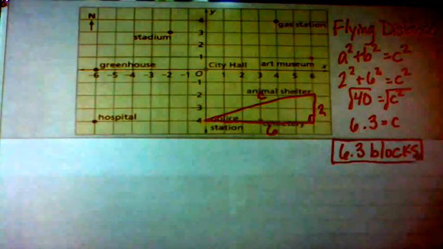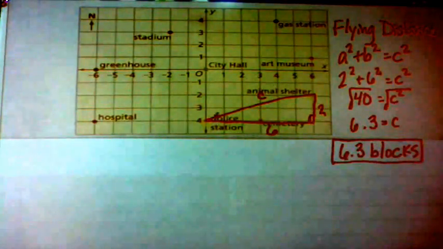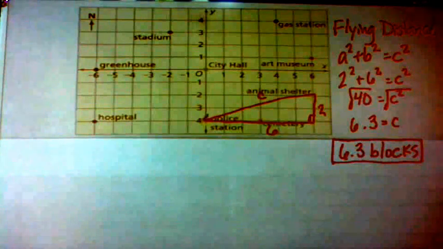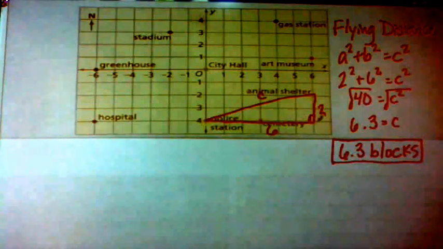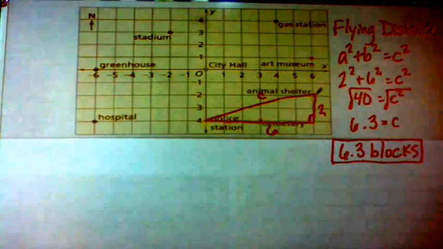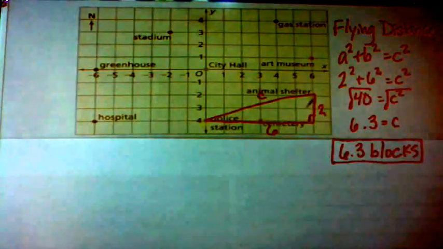Now, if we drove that same route by using the roads provided, we would have to go 6 blocks east and 2 blocks north for a total of 8 driving blocks.